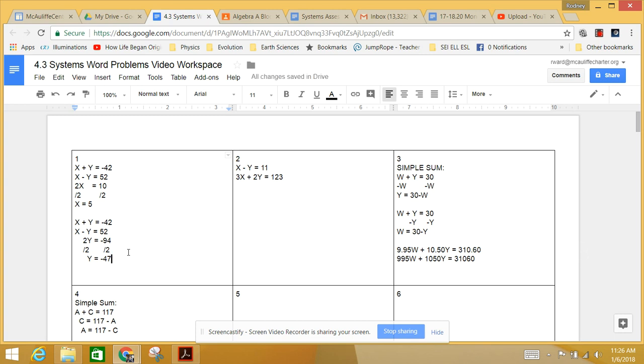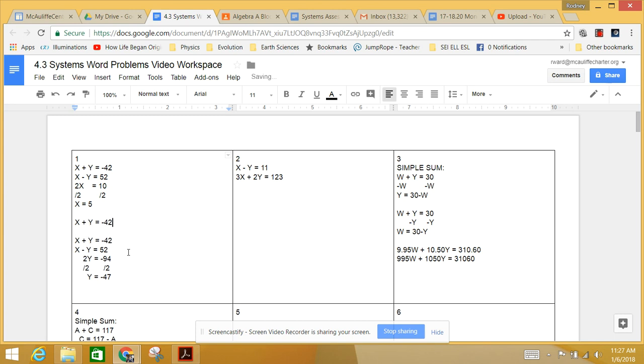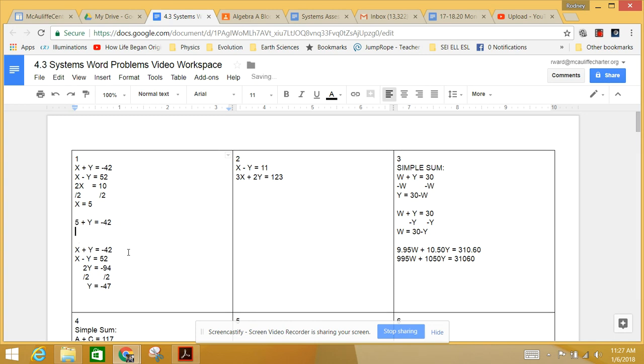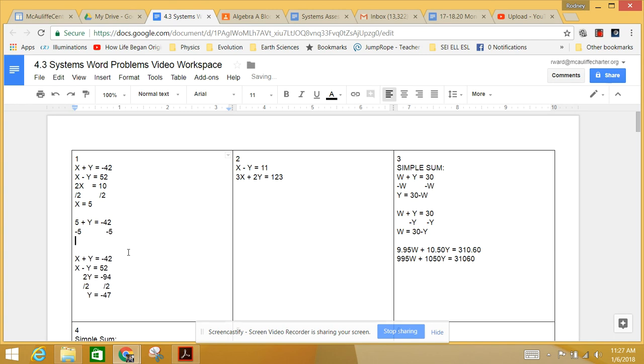I could have gotten that also by substituting. If you'd like to see me do that, I can certainly do that. Once I got one of my answers, x equals 5, I can replace x with 5. 5 plus y equals negative 42. To get rid of addition, I subtract 5 from both sides. And then I've got y equals negative 42 minus 5, which is negative 47. Same answer that we had before, so that's good.